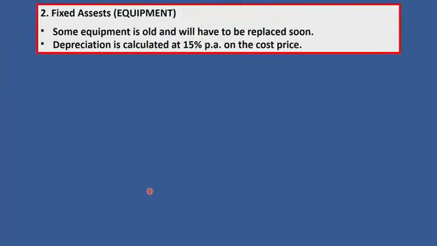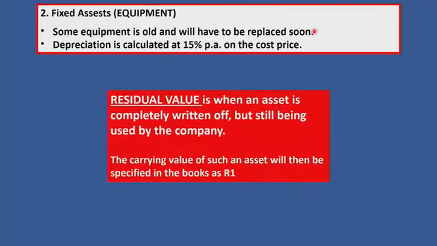Let's look at fixed assets again quickly. They are testing you here on your knowledge of the R1 residual value. They don't have to say this, but they helped you here by saying some equipment is old and will have to be replaced soon. So that's like a warning. You should anyway know that you must look out for this.